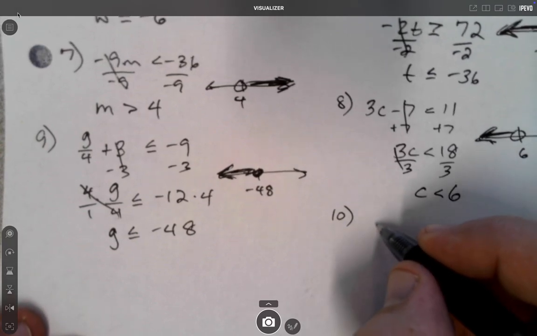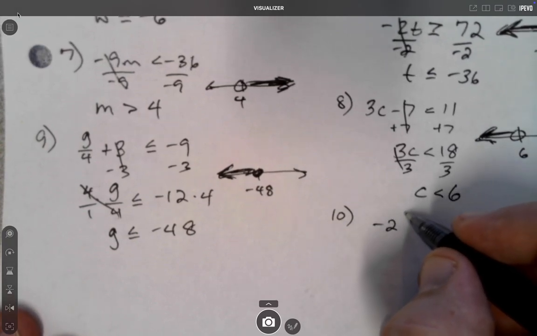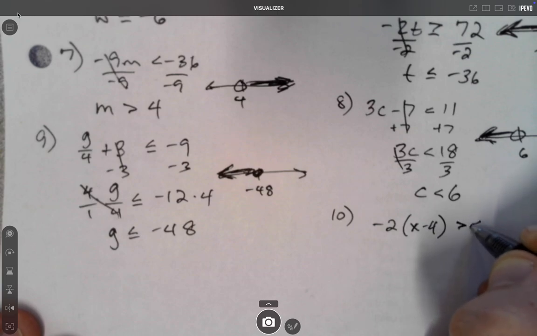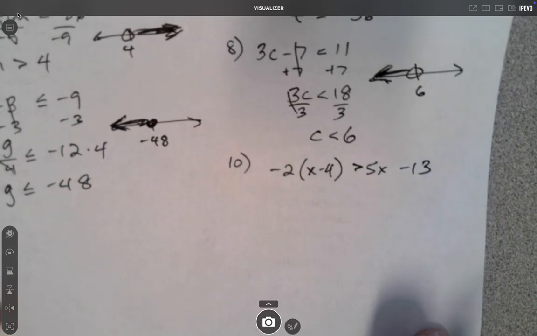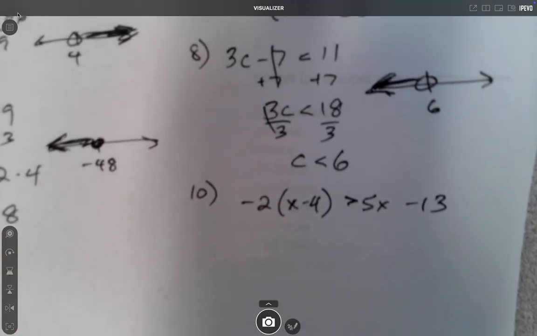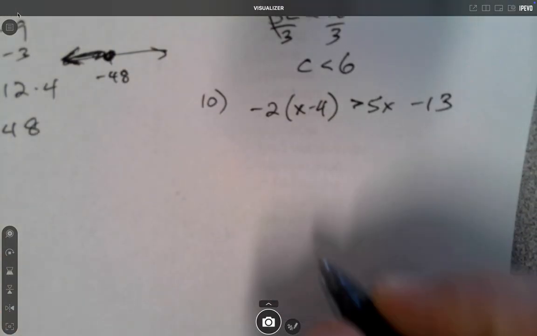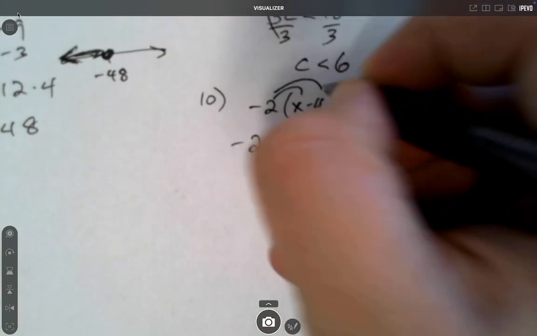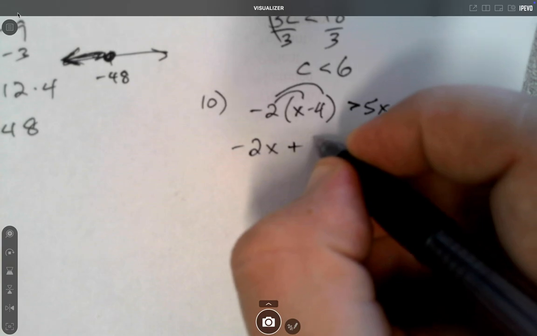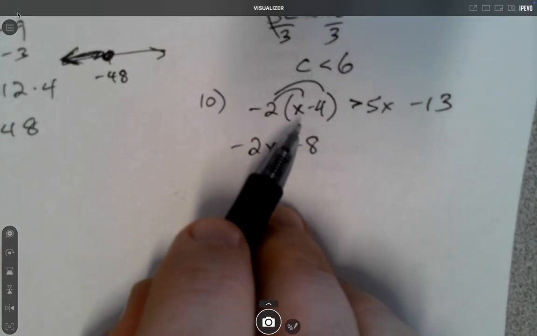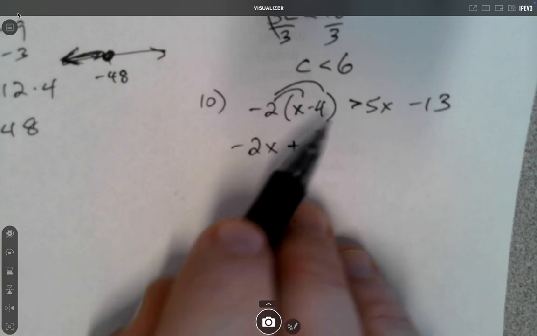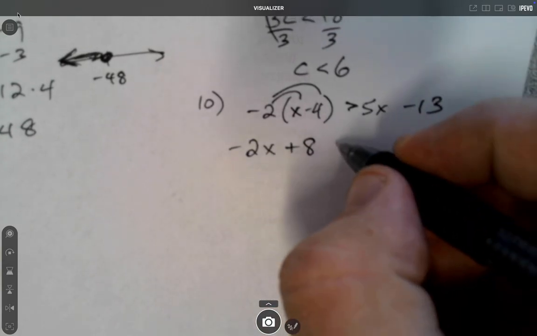Okay, 10. -2 times x minus 4 is greater than 5x minus 13. First thing I need to do is distribute. So I'll distribute the -2. -2 times x is -2x. -2 times -4 is +8. Or you could look at it as minus -8, but minus a negative turns into plus a positive, so that's why I went ahead and did that.